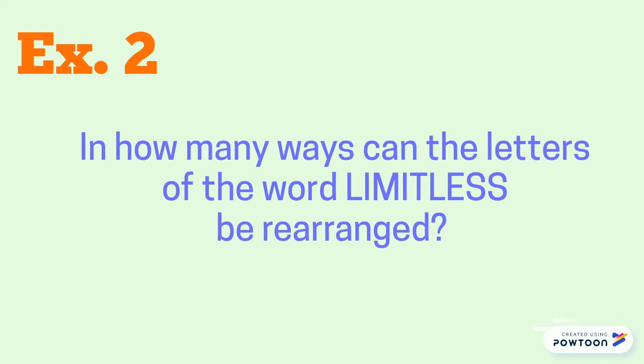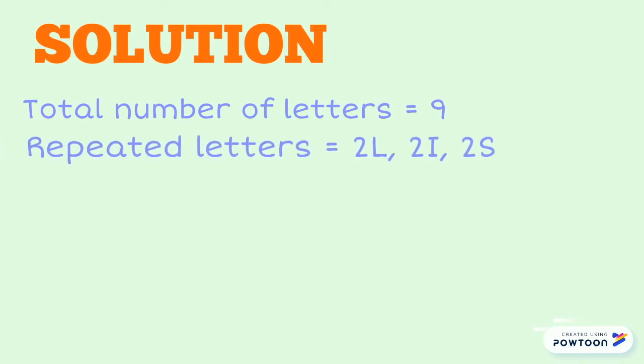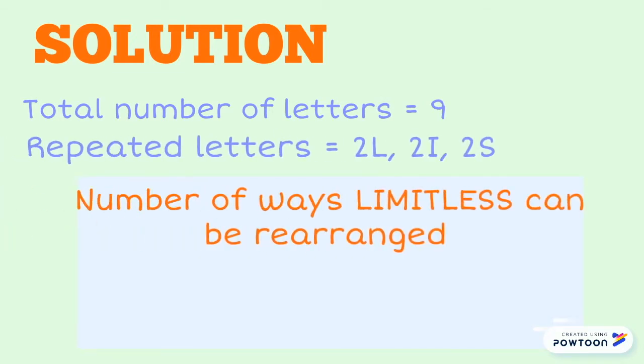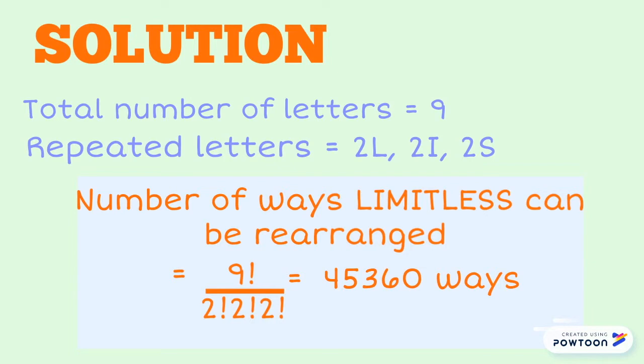In how many ways can the letters of the word limitless be rearranged? So the solution is, the total number of letters is 9. Repeated letters are 2 L's, 2 I's, and 2 S's. The number of ways limitless can be rearranged is 9 factorial over 2 factorial, 2 factorial, 2 factorial, which is equal to 45,360 ways.